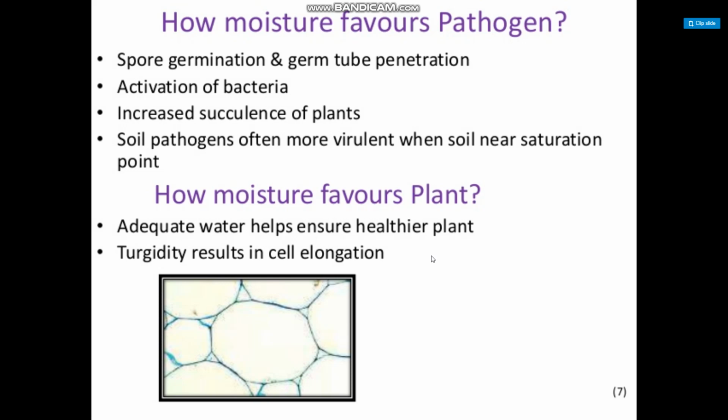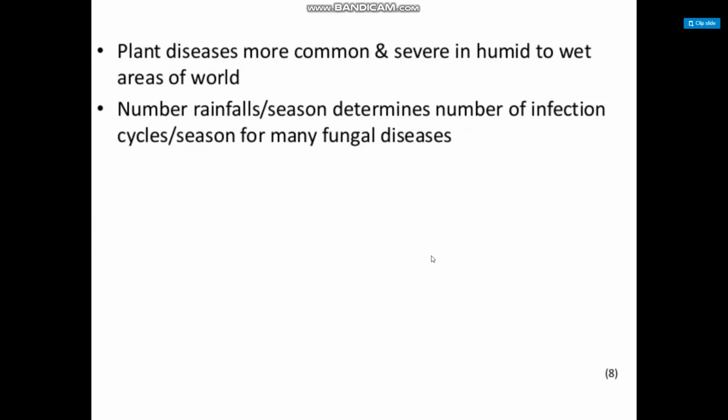How does moisture favor the plant? Adequate water helps ensure healthier plants, and turgidity results in cell elongation. Plant disease is more common and severe in humid to wet areas of the world. The number of rainfalls in a season determines the number of infection cycles in a season for many fungal diseases.